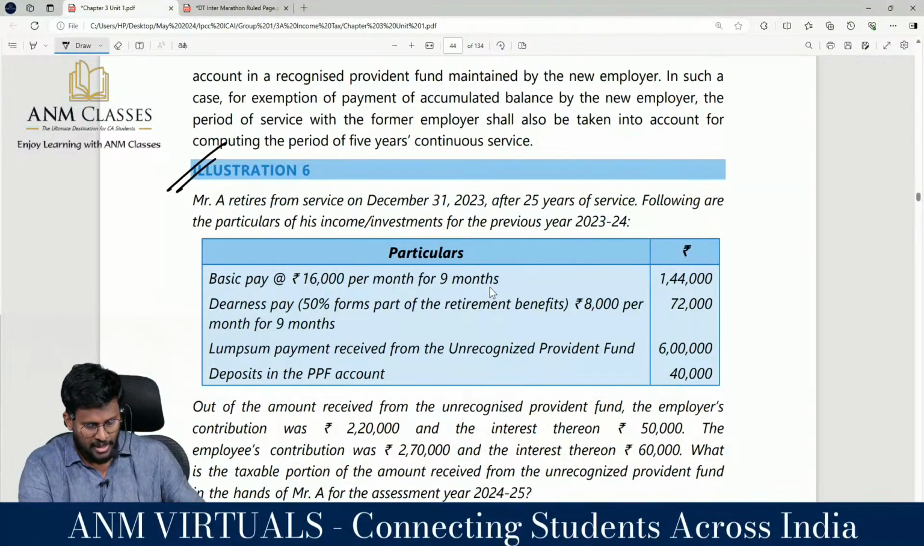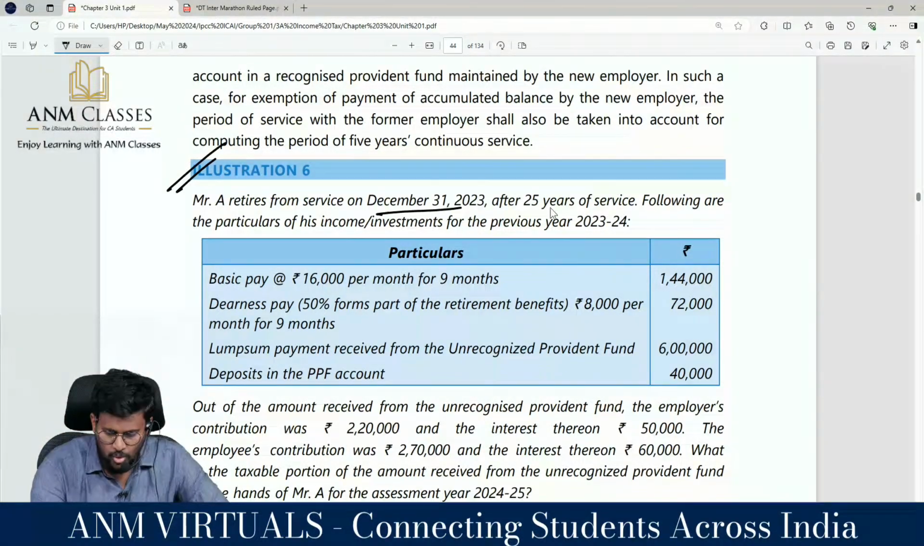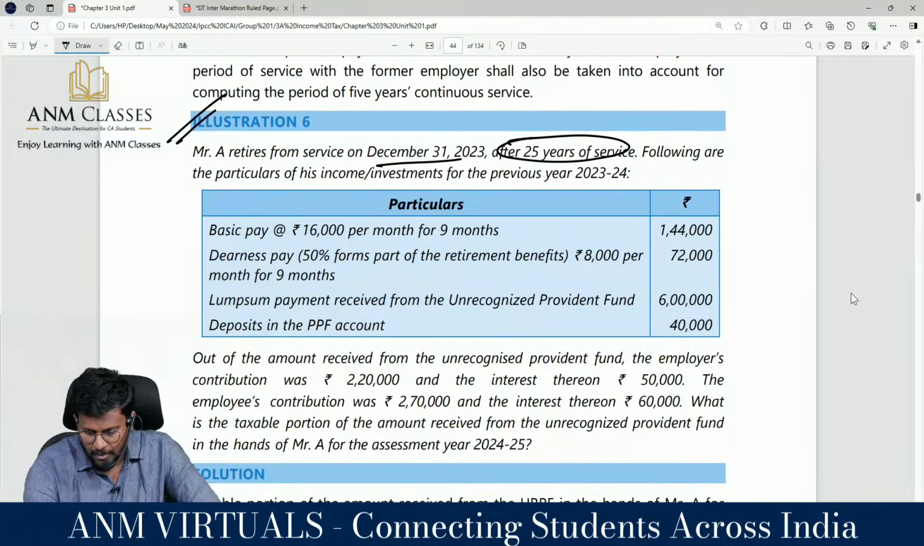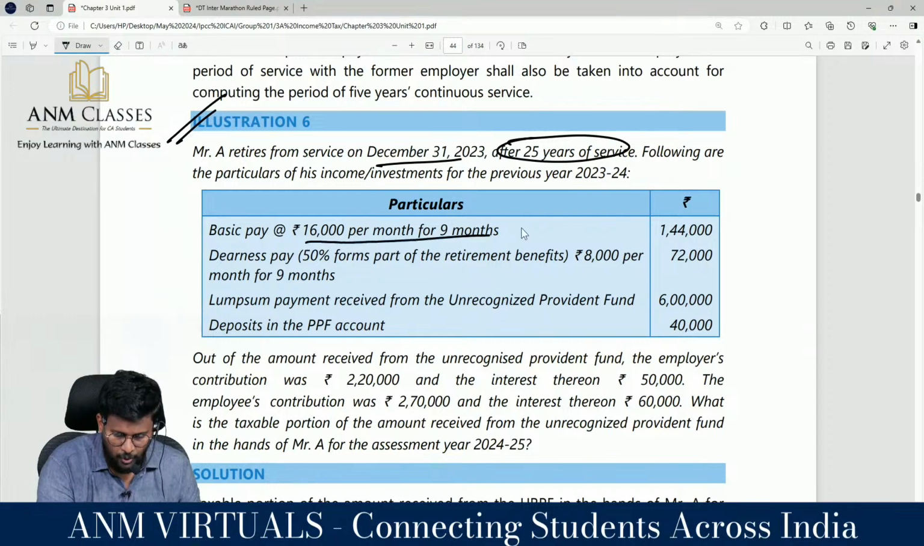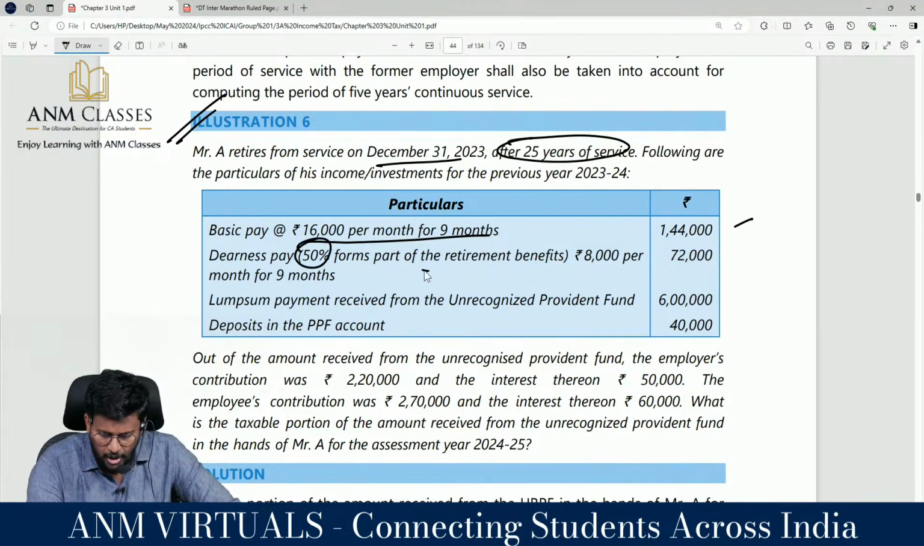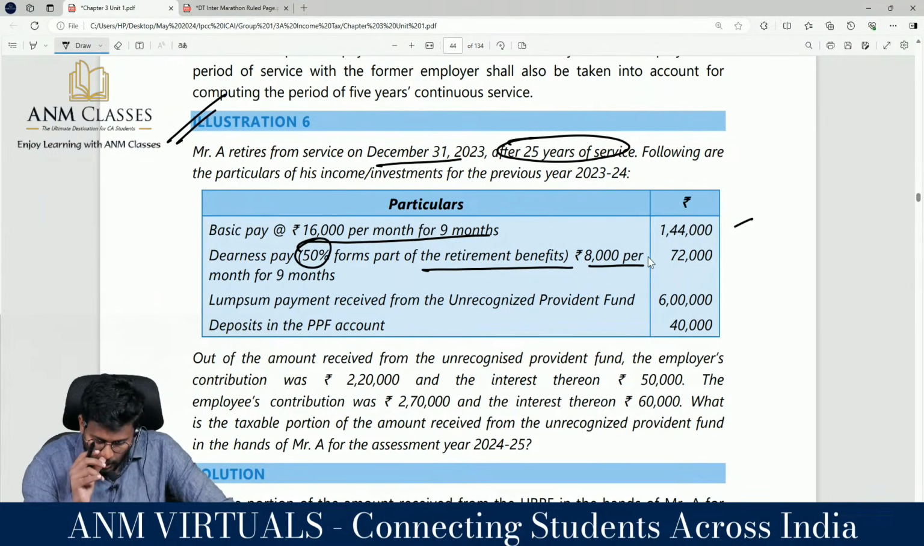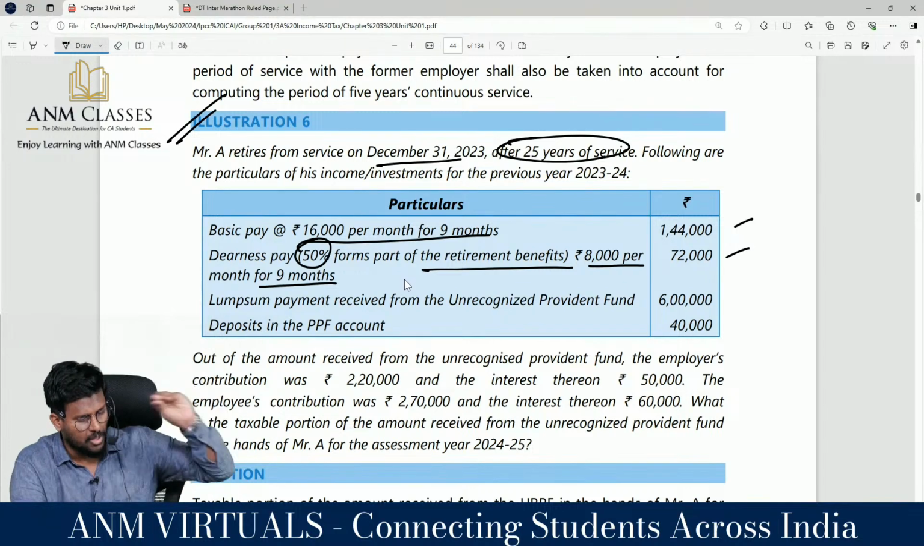A retired from service on December 31, 2023. Following are the particulars of income or investment for the previous year. Basic pay 16,000 per month for 9 months: 16,000 into 9. DA 50% forms part of retirement benefits, 8,000 per month for 9 months, total 72,000. But for retirement benefits, we have to take 50%.